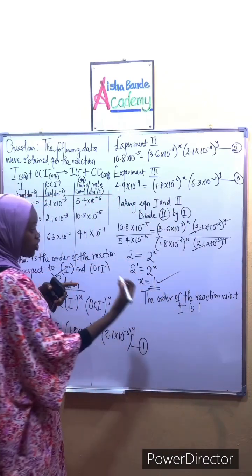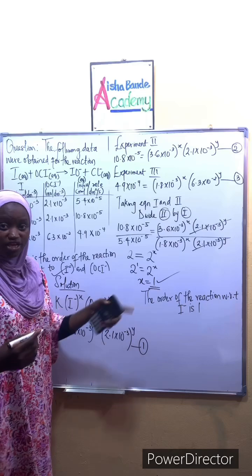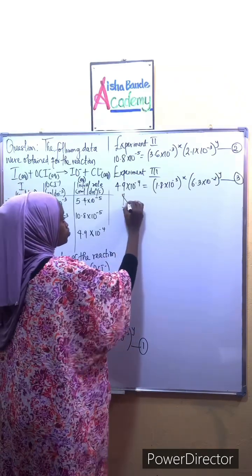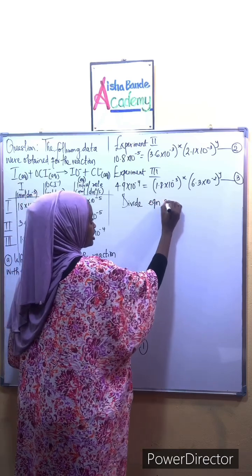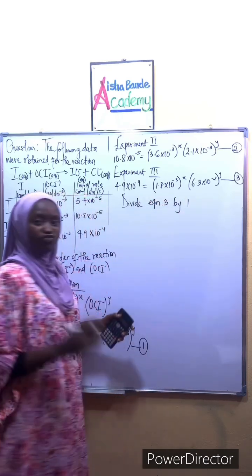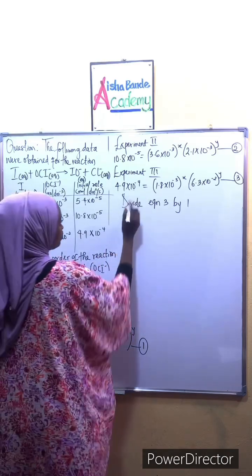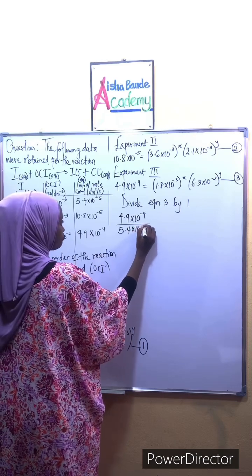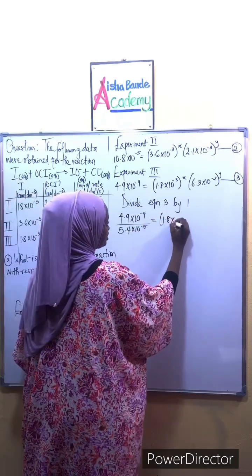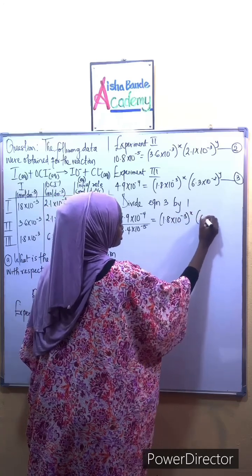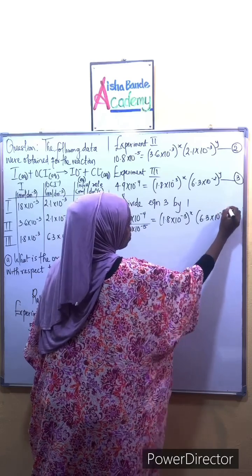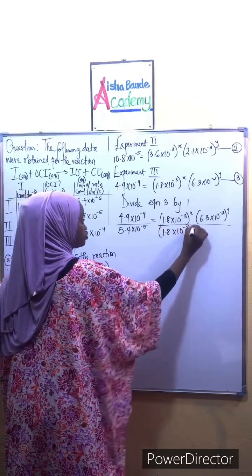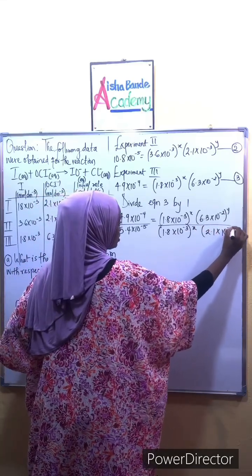So for us to continue solving, to get the other answer, which is for the value of y, what we need to do is to take equation 1 and 3 now into consideration. So now what we need to do is to divide equation 3 by 1. Okay, so dividing equation 3 by 1 will give us the value of y, and this is our equation 3, which is 4.9 times 10 to the power of minus 4 divided by 5.4 times 10 to the power of minus 5 equal to, right hand side here, 1.8 times 10 to the power of minus 3 raised to the power of x, and 6.3 times 10 to the power of minus 2 raised to the power of y, all divided by what we have here in equation 1, which is 1.8 times 10 to the power of minus 3 raised to the power of x, and 2.1 times 10 to the power of minus 3 raised to the power of y.